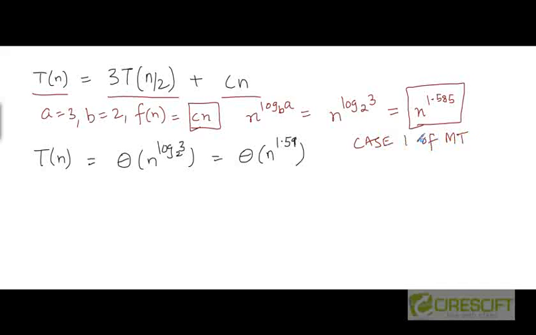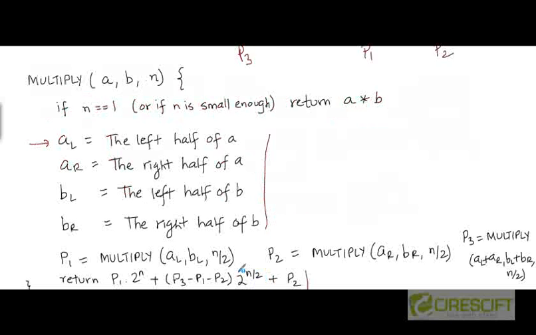By case 1 of master theorem, we can say that the time complexity T of n will be given by theta of n to the power log base 2 of 3, or n to the power 1.59 approximately. Now this is better than the two algorithms that we've seen. It's better than the brute force paper and pencil algorithm, which took time theta of n square, and it's better than the divide and conquer algorithm that we saw in the previous video, which was based on a straightforward approach of making 4 recursive calls instead of 3.